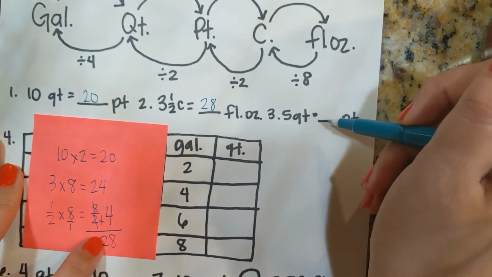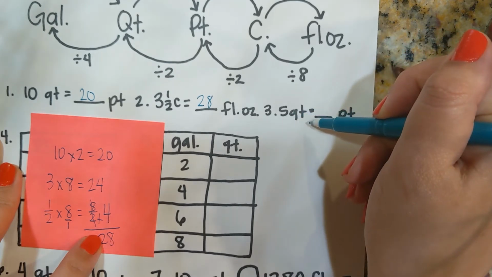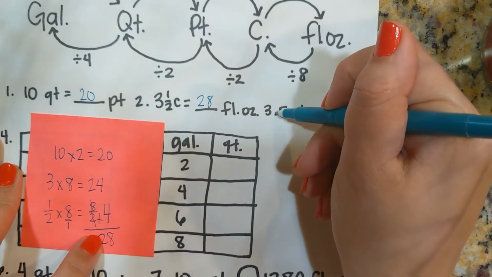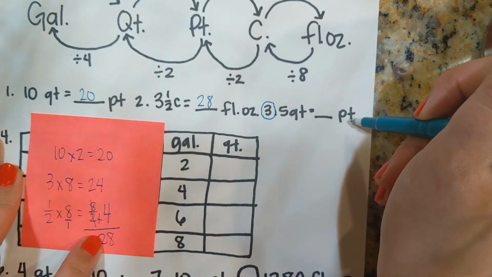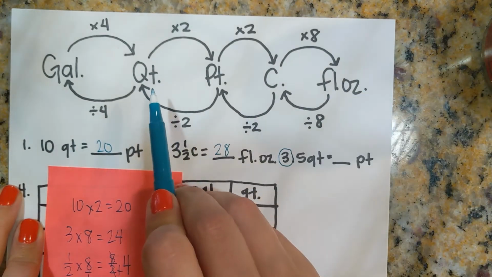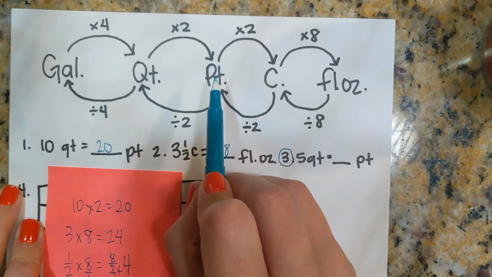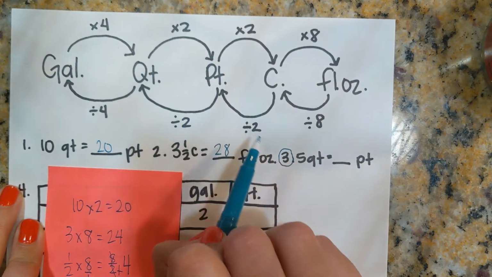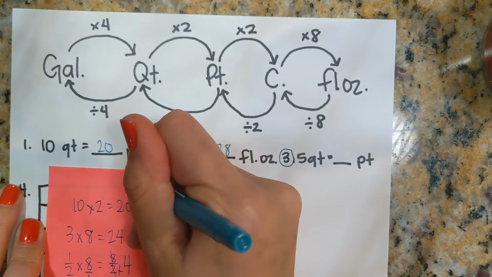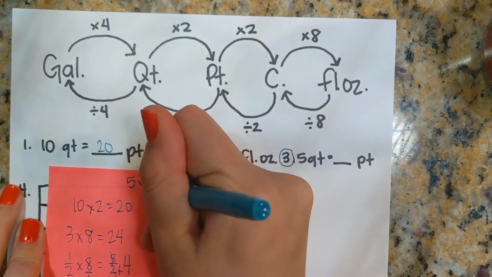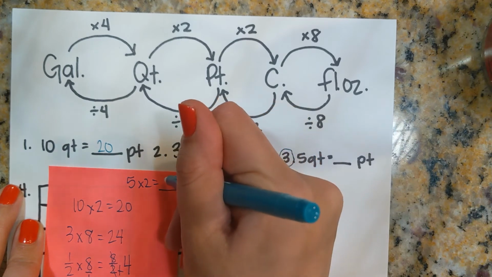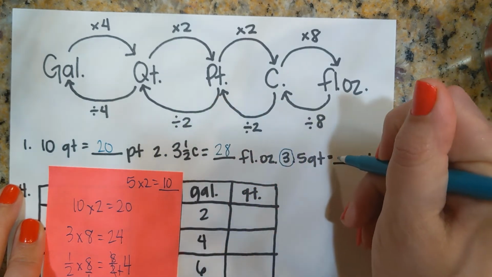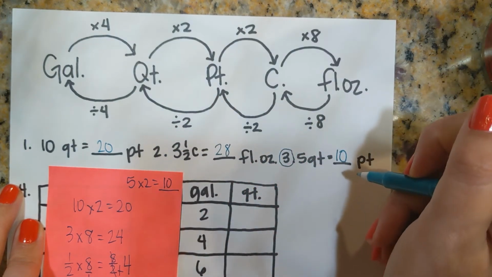So number 3, 5 quarts. That's part of this one. 5 quarts equals how many pints? Okay, from quarts to pints, I am multiplying by 2. So if I have 5 quarts, multiply by 2 to get our pints. Easy peasy lemon squeezy, that's 10.